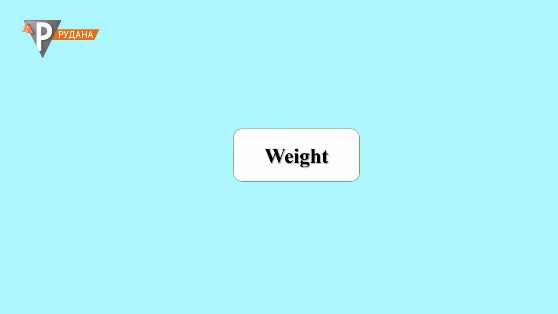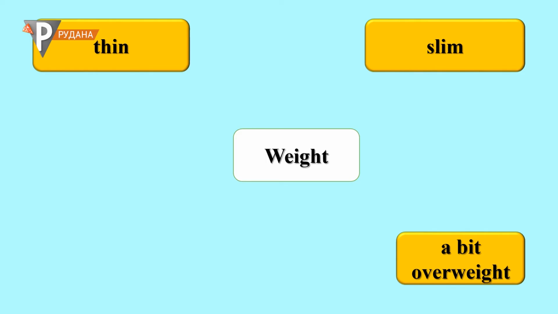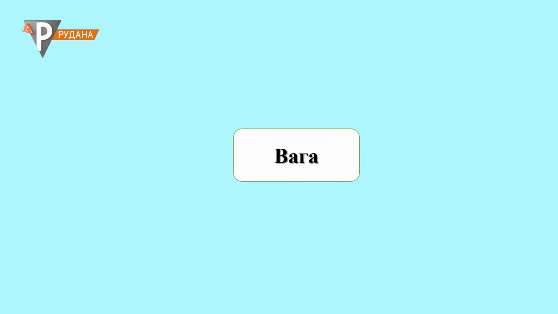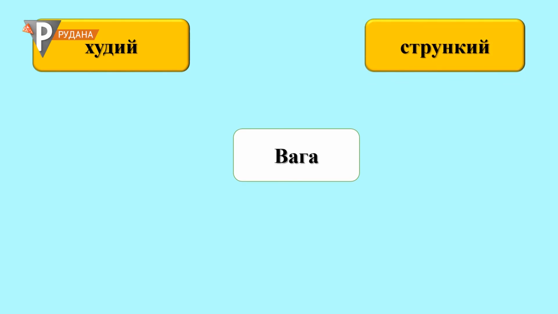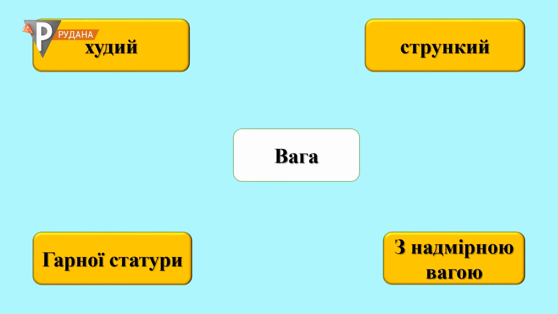Now weight. We describe weight with the words thin, slim, a bit overweight, well built. Thin, slim, a bit overweight, and well built. Now you see this category in Ukrainian, try to translate into English. Thin, slim, a bit overweight, and well built.